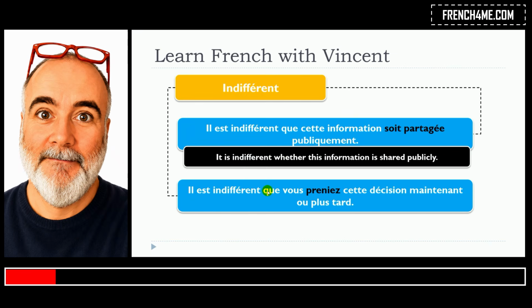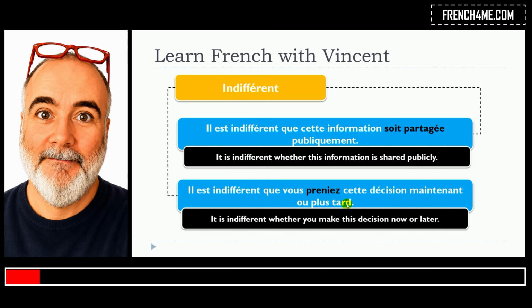Il est indifférent que vous preniez cette décision maintenant ou plus tard.